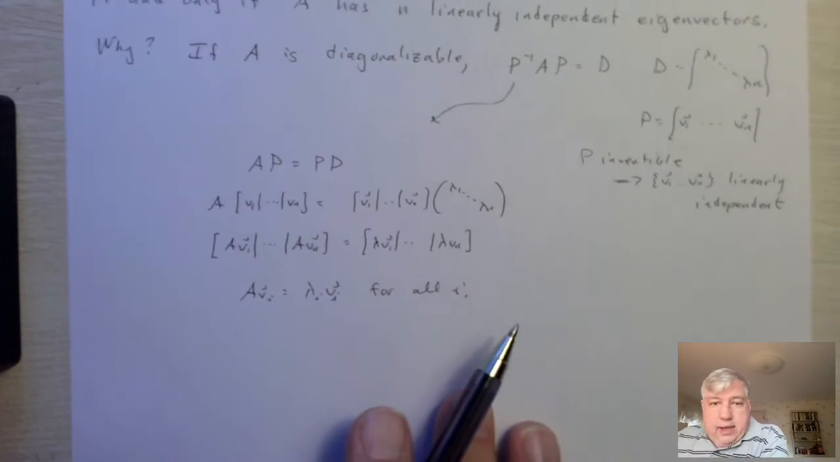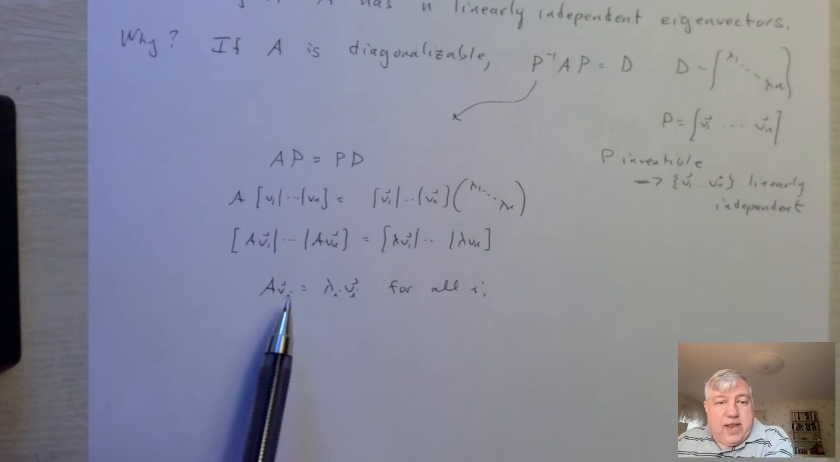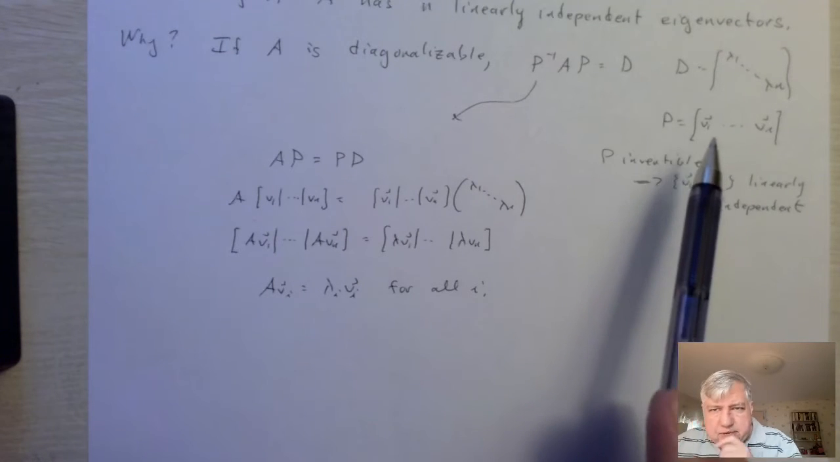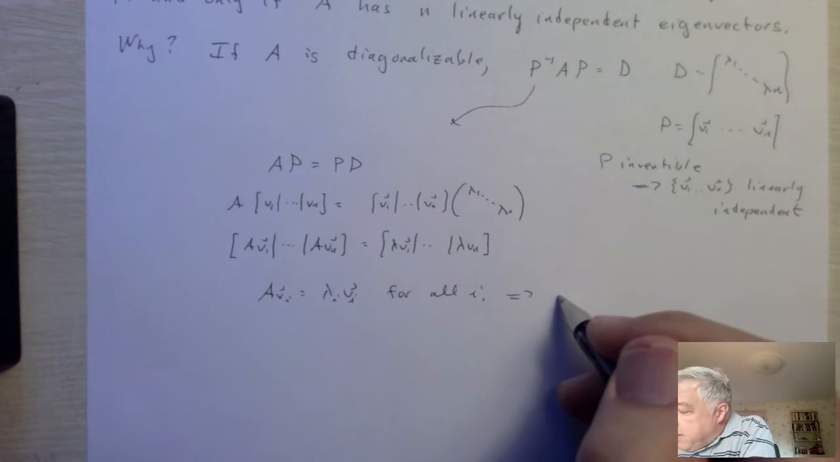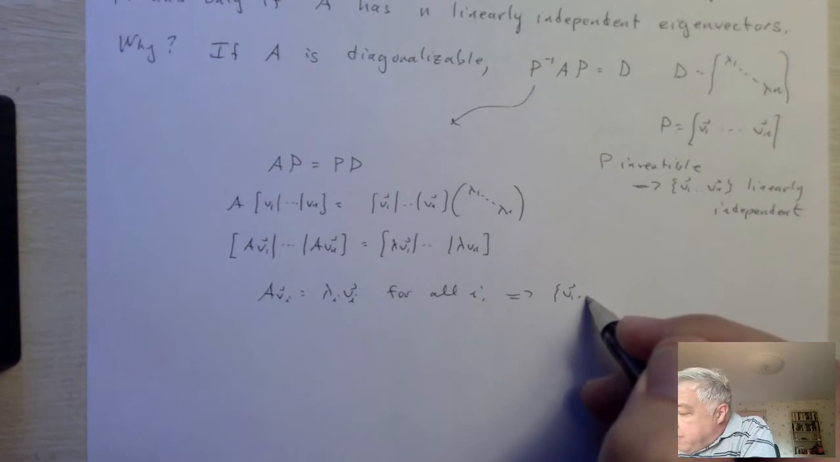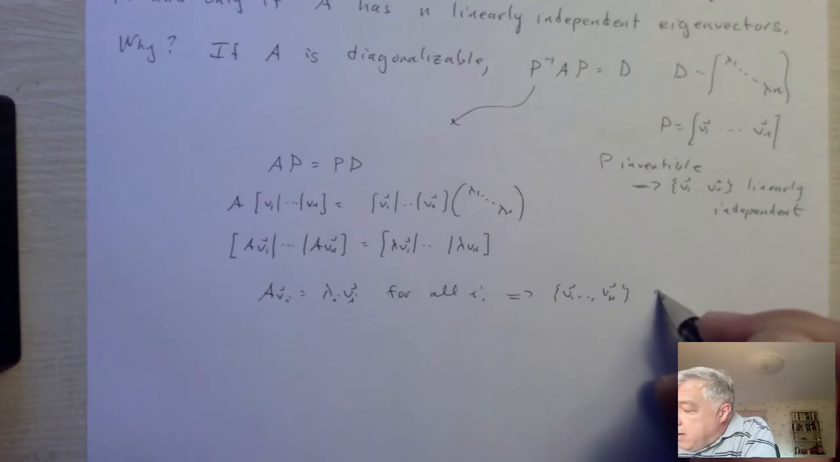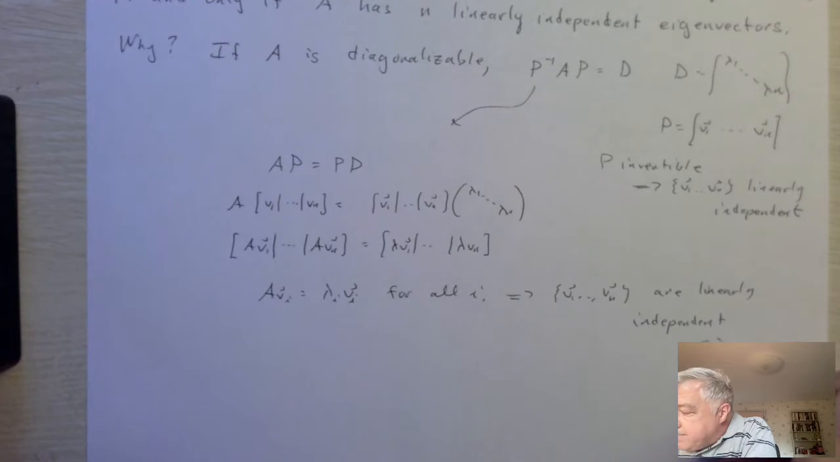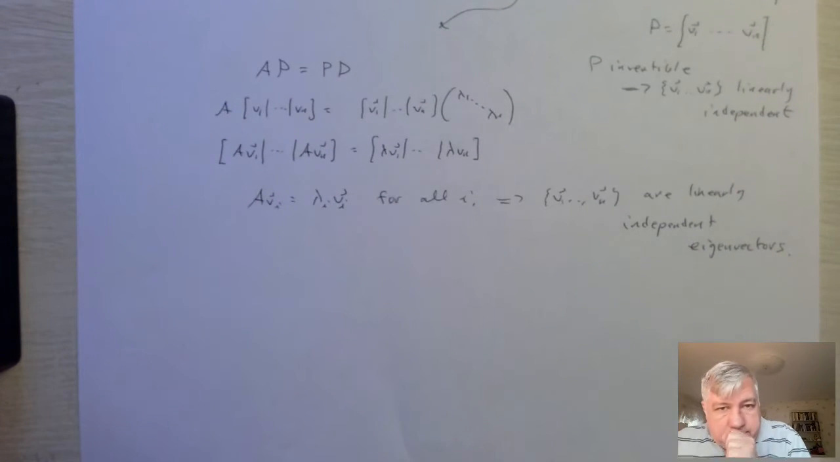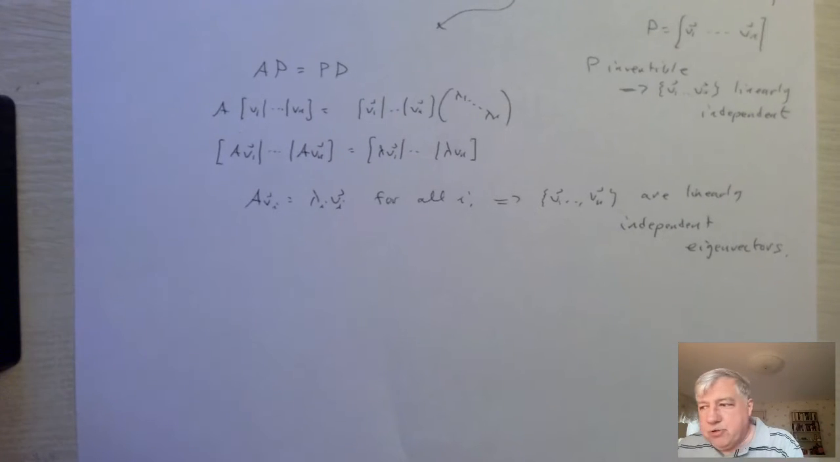We also know that Vi is not zero. None of these columns can be zero, because if they were zero, then P couldn't be invertible. So that means V1 through Vn are linearly independent eigenvectors. Okay, so that proves one direction, and proving the other direction is basically the same thing in reverse.